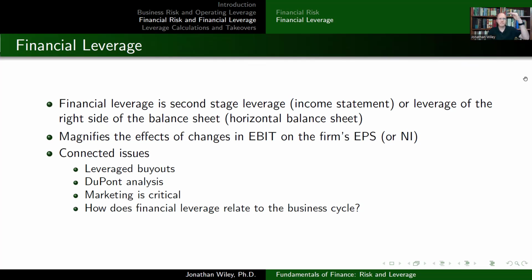So let's talk about what I mean by second stage leverage on the income statement. If I start off with sales and then work my way down to operating income or EBIT, and then work my way down to net income, financial leverage is actually going to produce an effect between that EBIT, earnings before interest and taxes, and net income. So it's going to show up in that bottom half.